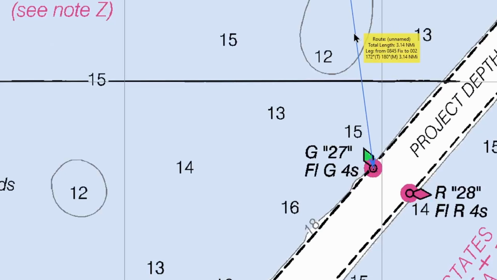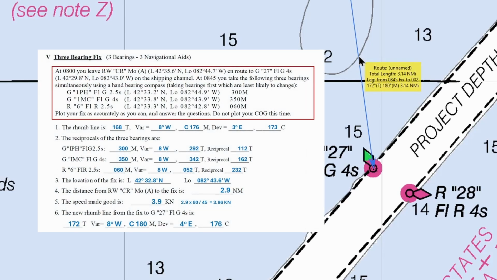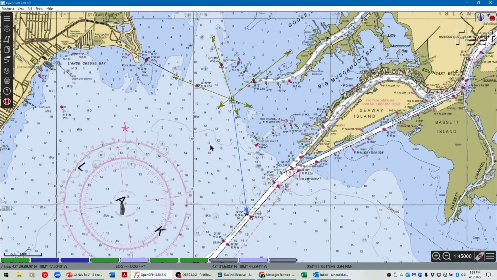And so now, by highlighting that route, I know that it has a true heading of 172 degrees, a magnetic heading of 180 degrees, and a length of 3.1 nautical miles. So let's go back and fill that in. And so there you have it, L2 Nav exercise 5 solved using OpenCPN and the reciprocal flip.